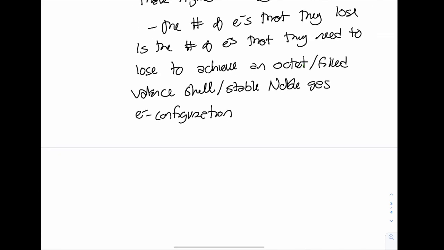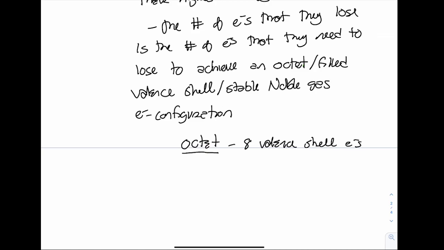So octet. And this should all be review for you. If you had 130, I know you had this, and then hopefully you did in your high school too. But an octet is 8 valence shell electrons. And again, I do need to define valence shell if you have forgotten what that means. So 8 valence shell electrons. So an octet, a filled valence shell, noble gas electron configurations tend to be more stable. Things want to be stable.